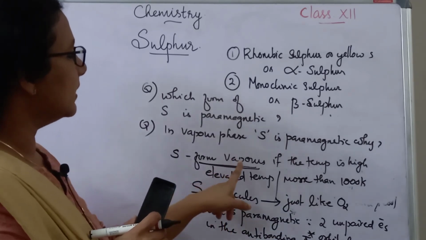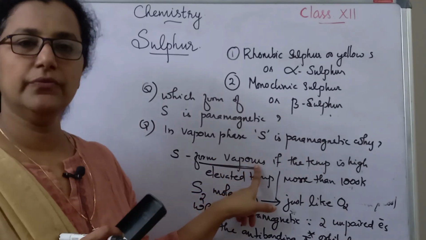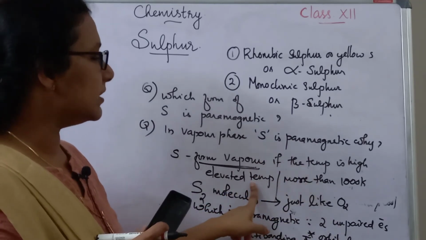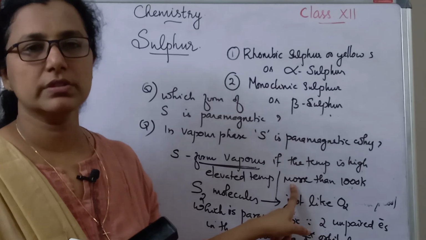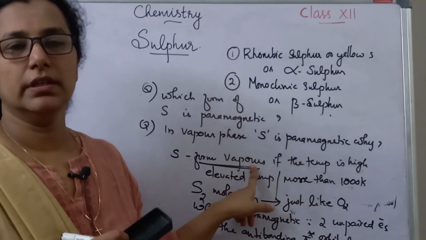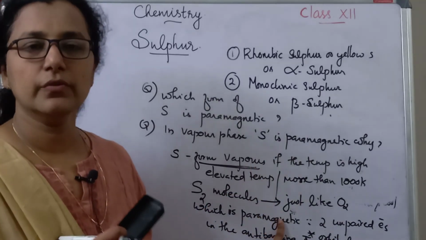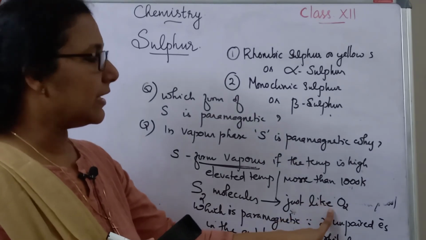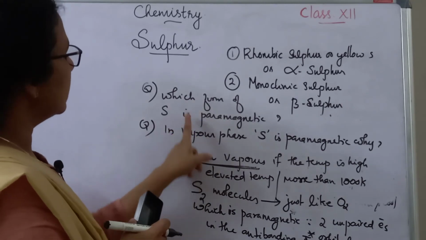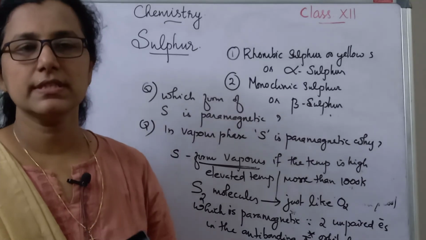This happens in the vapor state. Sulfur forms vapors if the temperature is high, more than 1000 Kelvin, and the vapors of sulfur show paramagnetism. That paramagnetism is due to the presence of two unpaired electrons, just like the oxygen molecule. So this is the answer. These two questions are actually similar, and this is very important. So this is about sulfur.